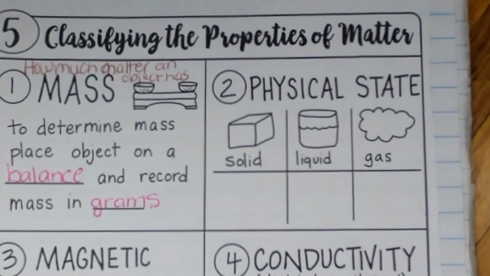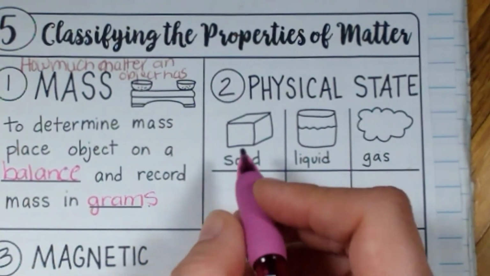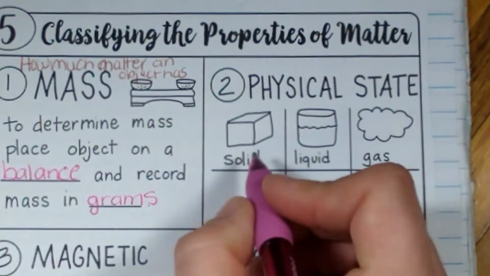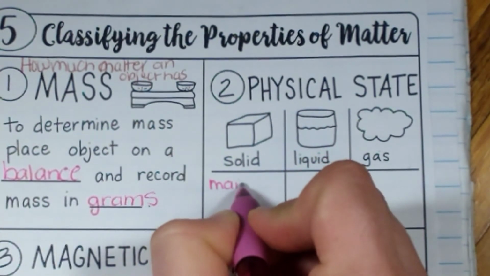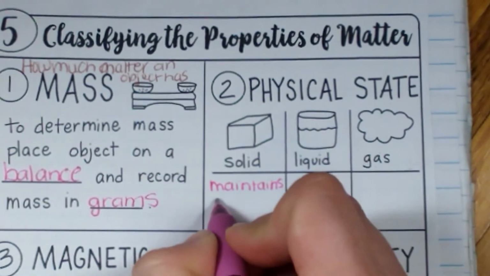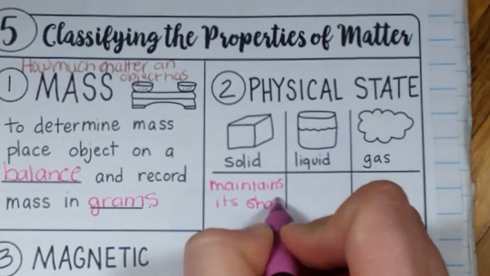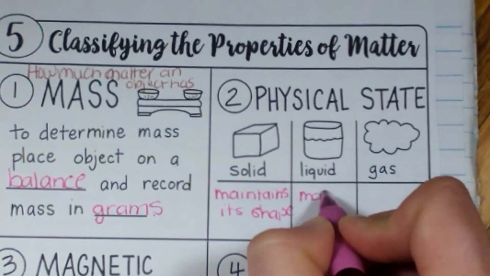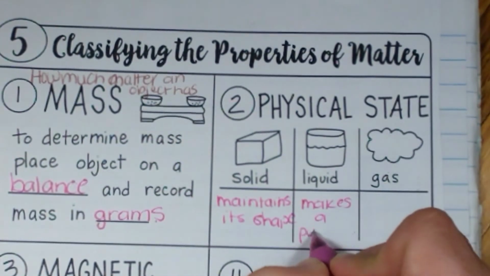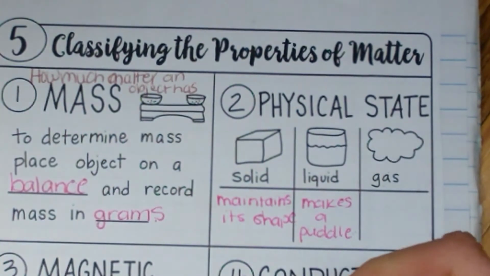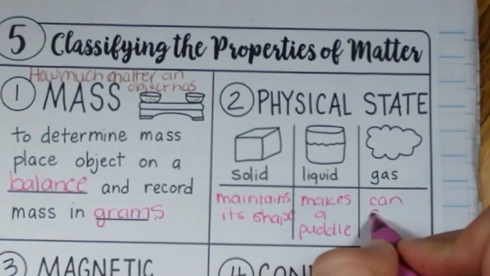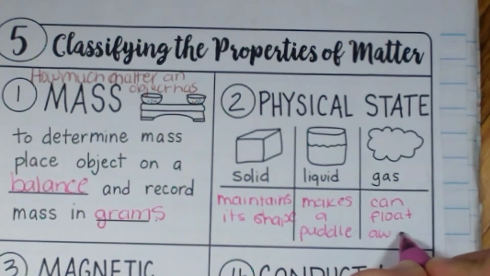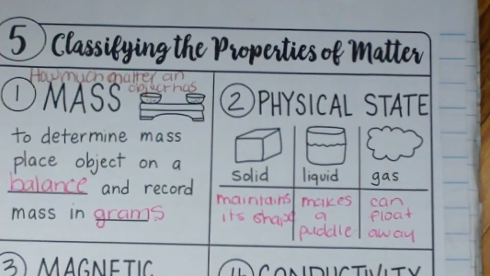Physical state, we talked about the physical state. The solid is, when we looked at the states of matter, you can look at that in detail. This maintains its shape. Liquid makes a puddle. And a gas can float away. And if we want to know all the specifics on each of those, then you would look at the state of matter notes that we did yesterday.